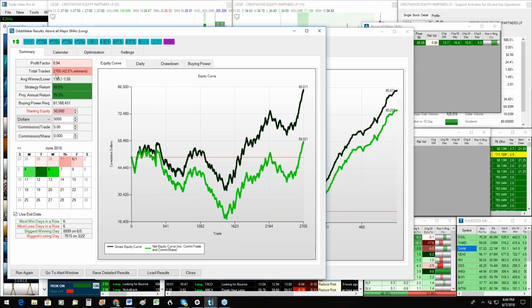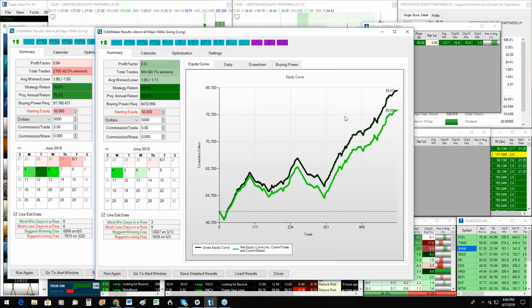But when you have this many trades, you can really go in and do some serious optimization. Now let's see what I've done. And we still have 584 trades here. So this is one that could be very interesting to keep an eye on for swing trading. So let's take a look.